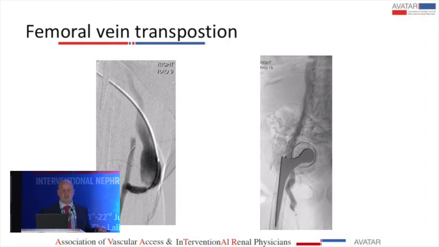I've done forearm loops in the presence of central occlusions and gotten away with it. I've put in a couple of hero grafts for recurrent central occlusion. This should be at the top of the slide, really.